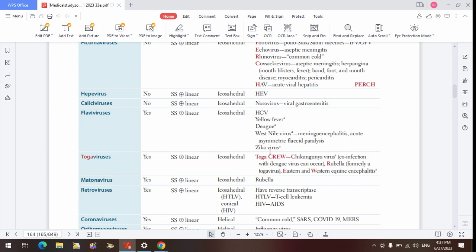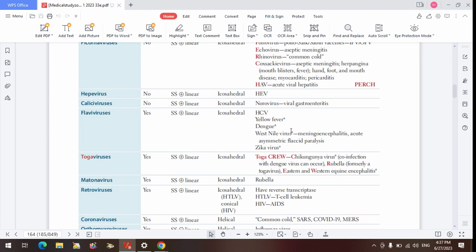West Nile is just more like polio. They both cause asymmetric flaccid paralysis. Polio can also cause encephalitis. But there will be a way they paint the question. That's why we need to look at the question to see how we can differentiate all these things.